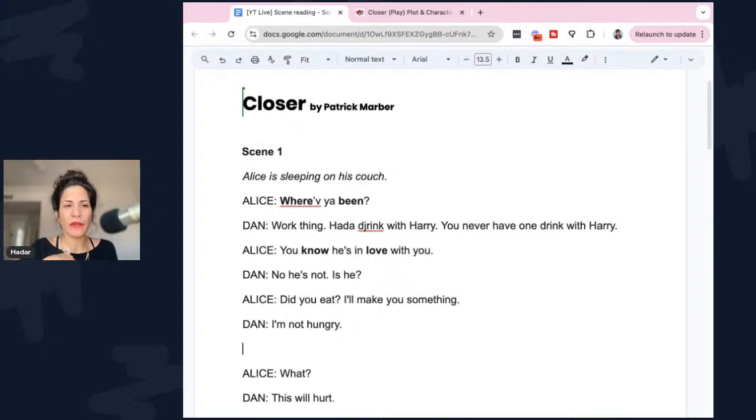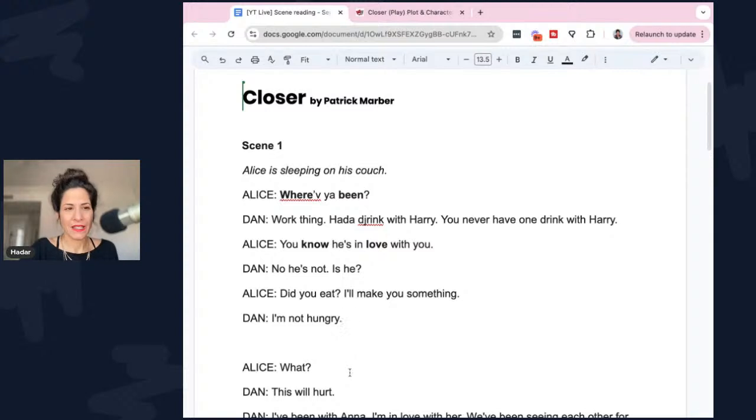How would you sound if you were to dismiss something? No, he's not. Is he? Maybe he's doubting it. Alice changes the subject again. Did you eat? Did you? And then actually, to be honest, if there was a vowel right after, we would pronounce it more like ooh.